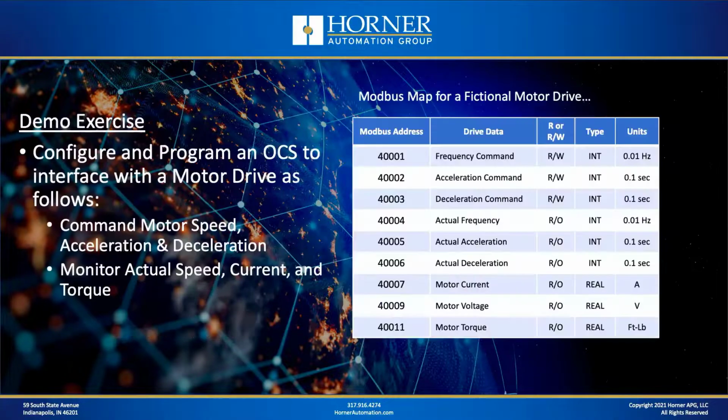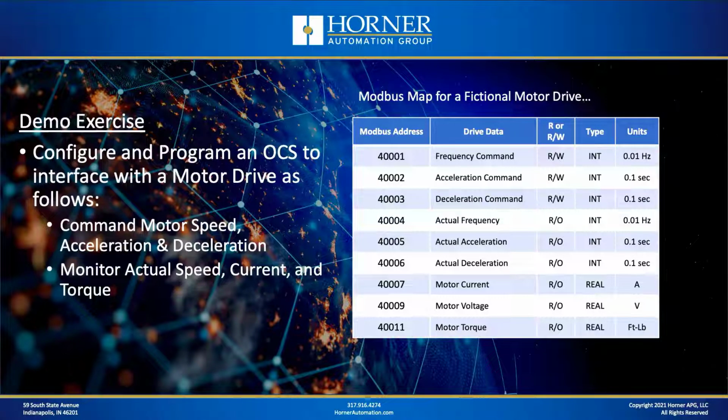All right, so here's what we're going to do in this particular example that I'm going to build from scratch for you. We're going to configure and program an OCS to interface with a fictitious motor drive that has a Modbus data map that you see there on the right. In this particular example, we're just going to work with the holding registers. We're not going to worry about the other types for now. It's the same basic process if you're talking about the other types, all right? And then we're going to create variables that are tied to the appropriate Modbus registers for commanding motor speed, commanding acceleration and deceleration, and also for monitoring actual speed, current, and torque. That's what we're going to do in this demo.